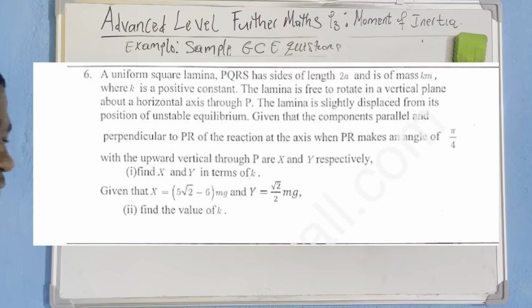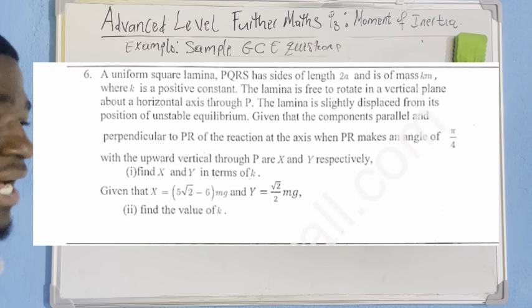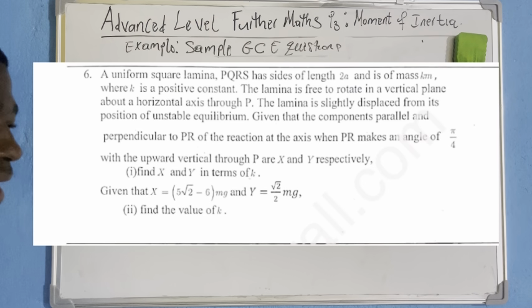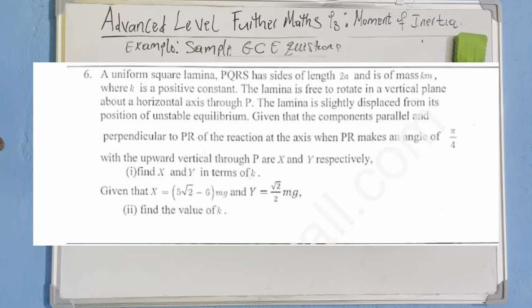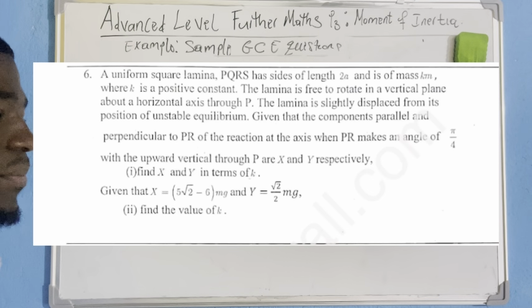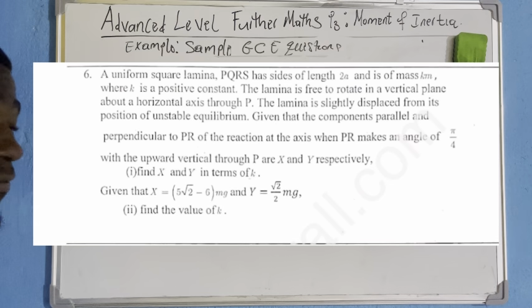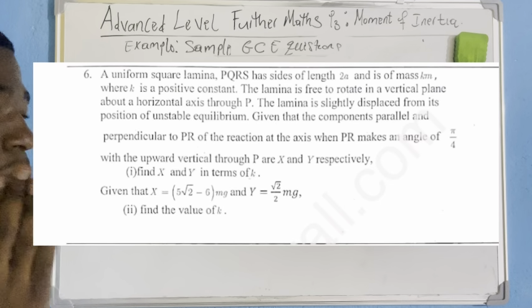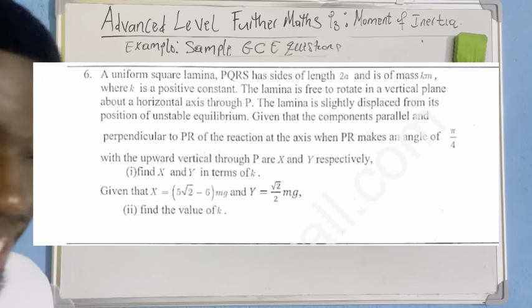Now, question 6: a uniform square laminar PQRS has sides of length 2a and it is of mass km, where k is a positive constant. The laminar is free to rotate in a vertical plane about a horizontal axis through P. The laminar is slightly displaced from its position of unstable equilibrium, given that the components parallel and perpendicular to PR of the reaction at the axis, when PR makes an angle of pi over 4 with the upward vertical through P, are X and Y respectively. Roman 1, find X and Y in terms of k.